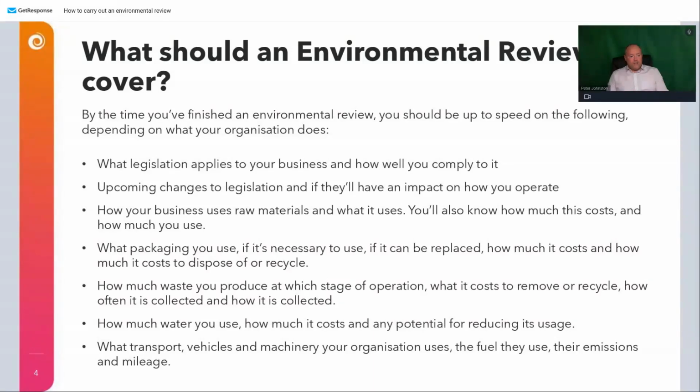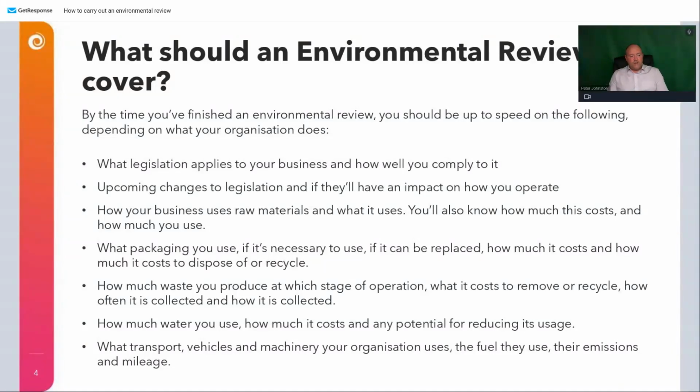From that, you've got changes to legislation, and how they're going to impact you. One of the things that's changing legislation considerably at the moment is clean air zones. So depending on where you are in the country, depending on what kind of vehicles you may operate, there are changes in legislation that are going to have a significant effect on you.